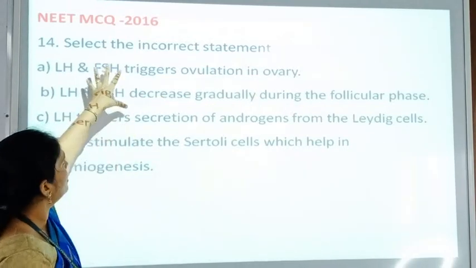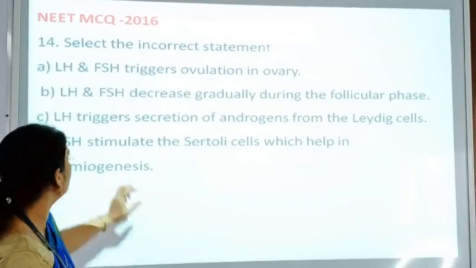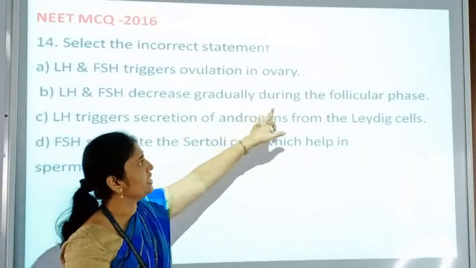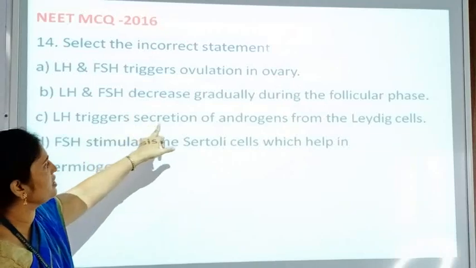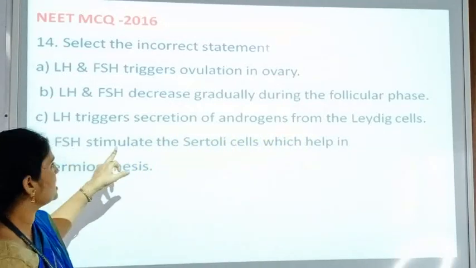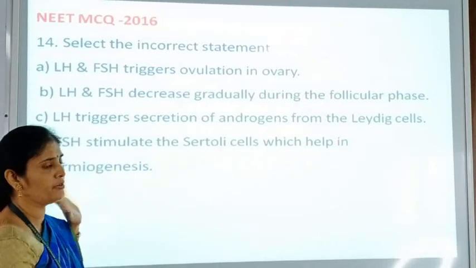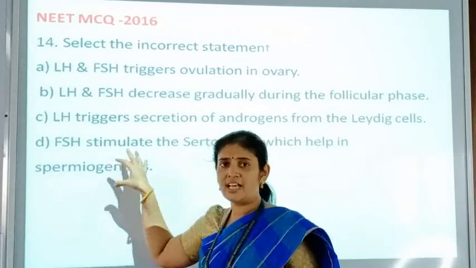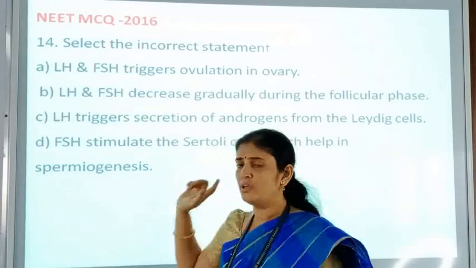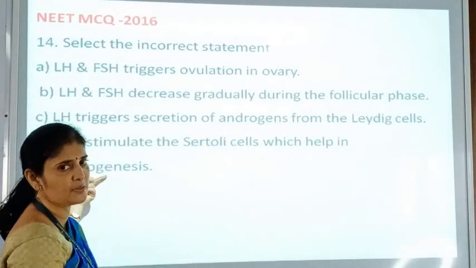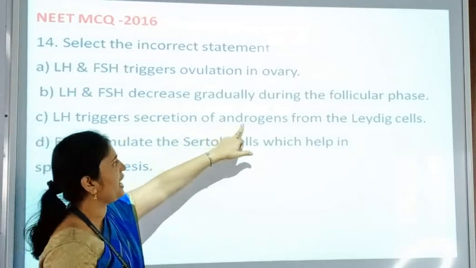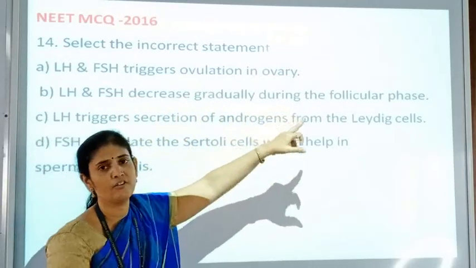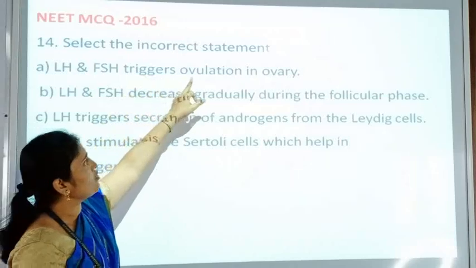Now the second question: select an incorrect statement. LH and FSH trigger ovulation in the ovary. LH and FSH decrease gradually during the follicular phase. LH triggers secretion of androgen from the Leydig cells and FSH stimulates the Sertoli cells, which help in the spermiogenesis. Four options are given and we have to identify the incorrect statement. The last sentence, FSH stimulates the Sertoli cells which help in spermiogenesis, is correct. LH triggers secretion of androgen from the Leydig cells, that is also correct. Then LH and FSH decrease gradually during the follicular phase. And LH and FSH trigger ovulation in the ovary.